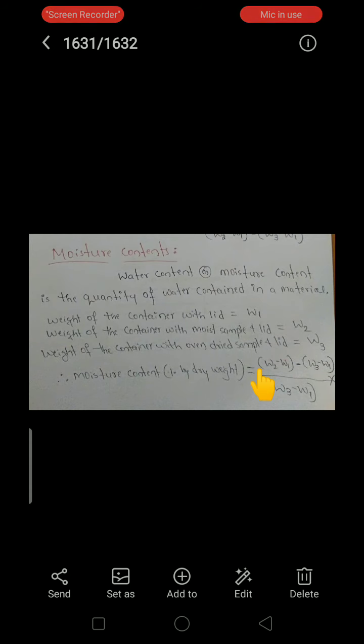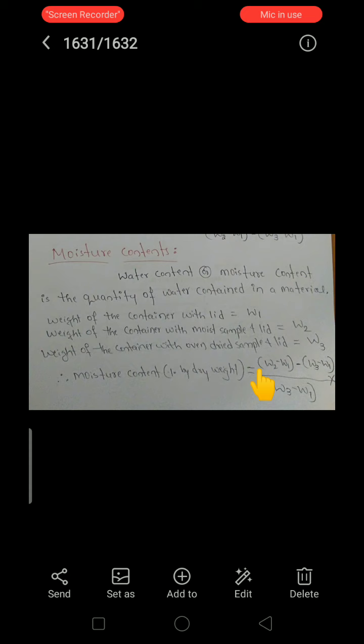First of all, we take an empty container with a lid. Lid is nothing but a cover. Okay, then moist soil is placed inside that container and we take the weight. So the weight will be the weight of the container with moist soil and lid. Then after that we place that soil, the soil taken in that container, in the oven for a period of 24 hours.